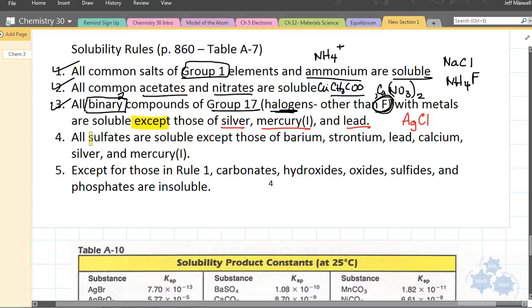Okay, sulfates, all right, if you see a sulfate, they are generally soluble, except with this list. Okay, barium, strontium, lead, calcium, silver, and mercury. Okay, so sulfates are kind of 50-50, I guess, because some of these are pretty common. So with sulfates you're going to have to look at the chart. Sulfates are SO4 2-. That's a sulfate ion. So Na2SO4, that's going to be what? Soluble or insoluble?